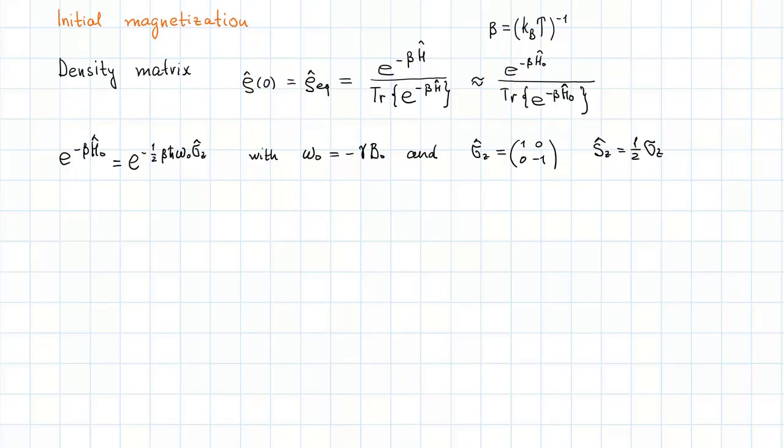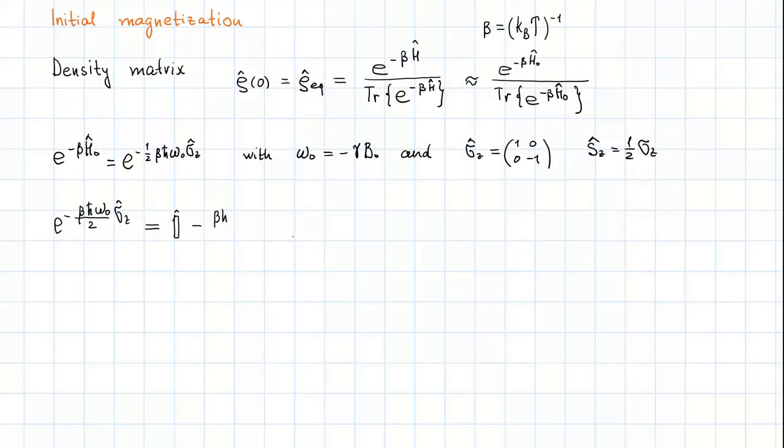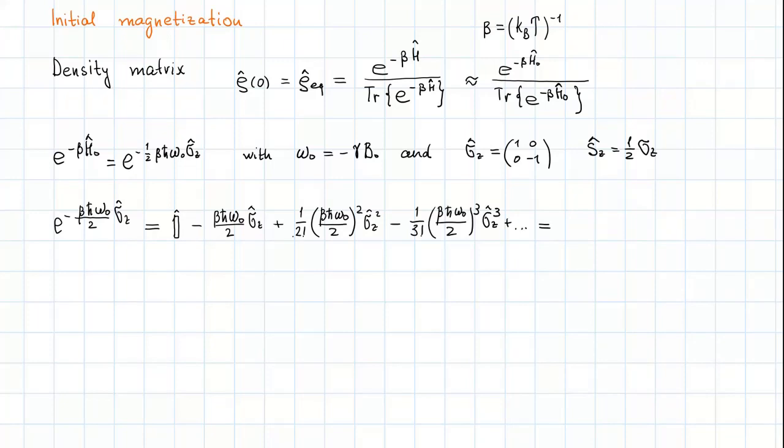Now I will show how the exponential matrix with the argument proportional to the Pauli matrix, sigma z, can be calculated explicitly. For this, I will perform a series expansion. Taking into account that sigma z squared is equal to a 2 by 2 unit matrix, I can converge our series to two terms. The first is hyperbolic cosine of beta h bar omega 0 divided by 2, and the second is sigma z multiplied by hyperbolic sine.